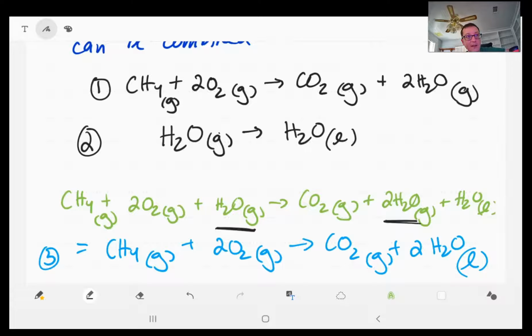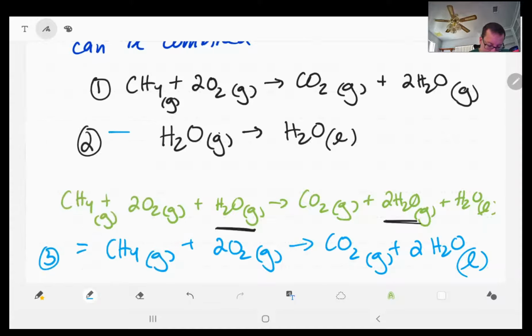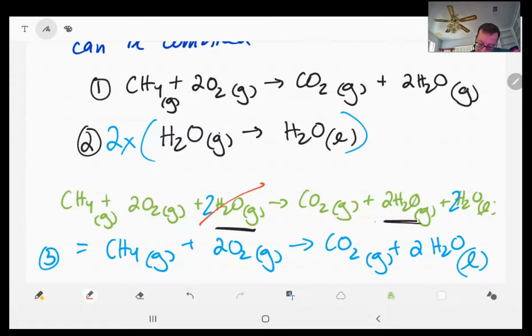But if we subtract H2O gas, we're still going to be left with one H2O gas, right? And we know that in our final reaction, we want 2 liquid waters. So what we're going to need to do is we're going to need 2 of this reaction here. And so we can put some coefficients there. Aha! And now we see that since 2 H2O gas is on both sides of our reaction, we can get rid of it.